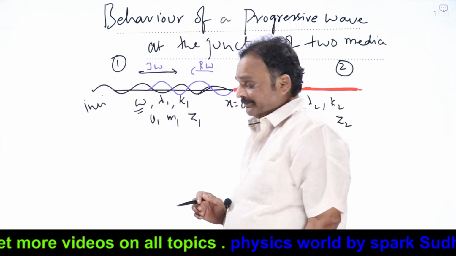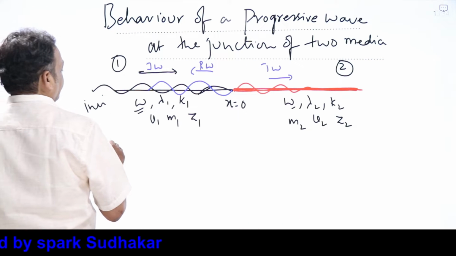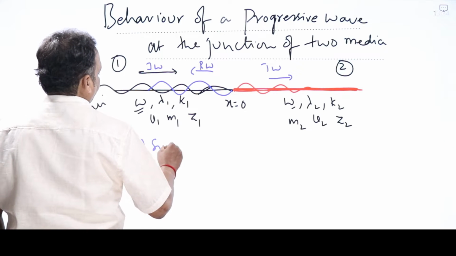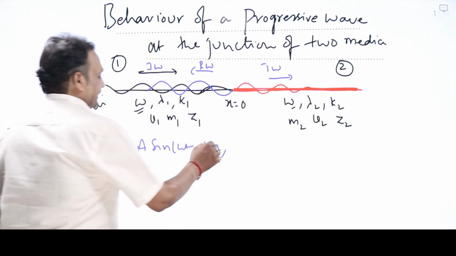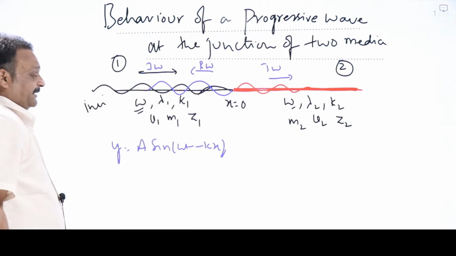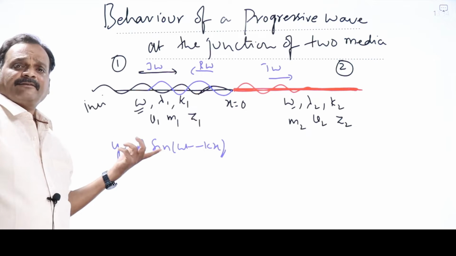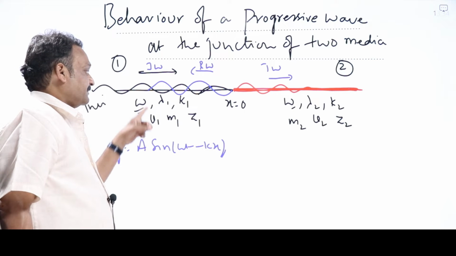What is the general wave equation, the general instantaneous displacement of any wave? We can write it as y equal to A sine(omega t minus kx), or A cos(omega t minus kx). Both sine and cosine are harmonic functions. What is omega? Omega is the angular frequency of the wave.